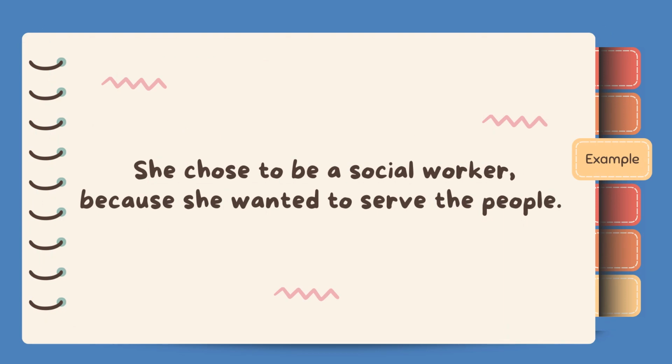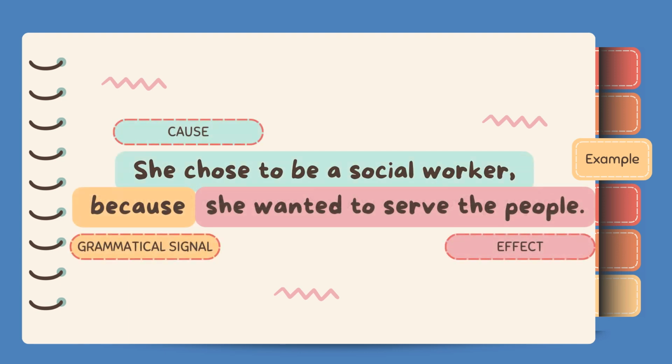Now let us look on this given example. She chose to be a social worker because she wanted to serve the people. Which do you think is the cause? Again, when we say cause, it is the reason. How about the effect? Remember, when we say effect, it is the result. How about the grammatical signal used in the sentence? The cause or the reason is she chose to be a social worker, while the effect or the result is she wanted to serve the people. And the grammatical signal used in the sentence is because.